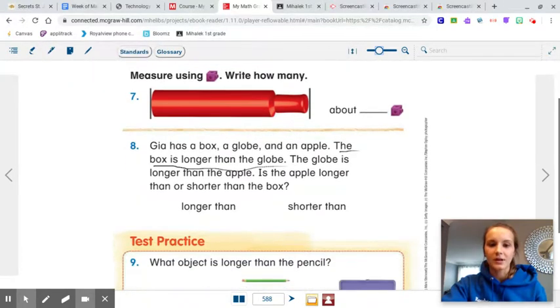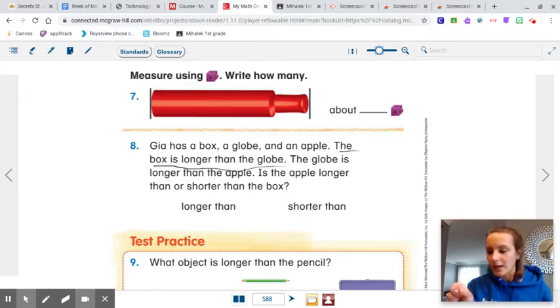Number 7, we're measuring using cubes. If you don't have cubes at home, you can go ahead and maybe find a paper clip around the house, or you can use something that would be about 1 inch. And we know that we like to measure by putting our cube and then marking where it ends. Again, put the cube. It's kind of hard to show you guys on a screen, but go ahead and measure and see about how many cubes long or how many of whatever object you used.